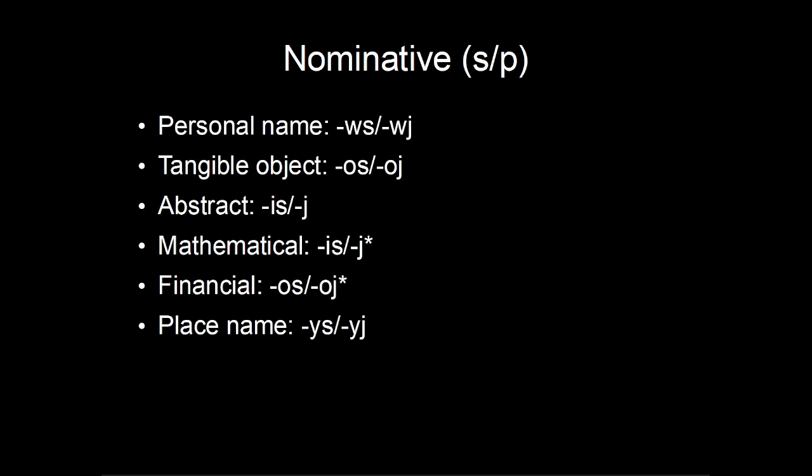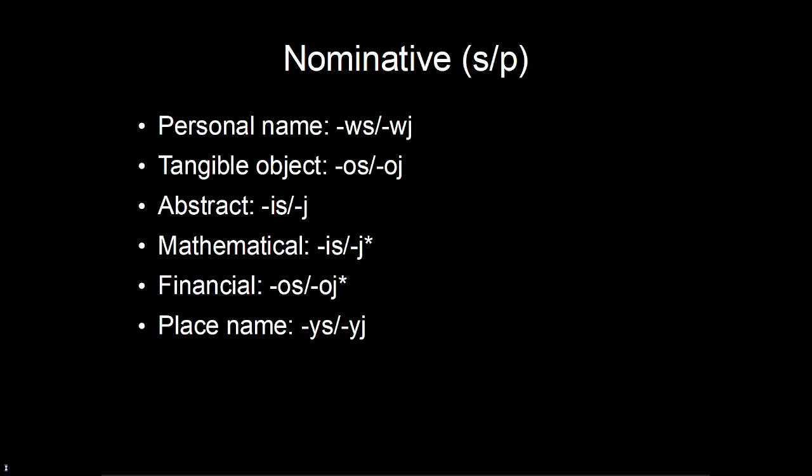At any rate, this means that the mathematical and financial objects are pronounced differently than abstract or tangible. And speaking of financial, it's also pronounced us or oi. And a place name is us, I.